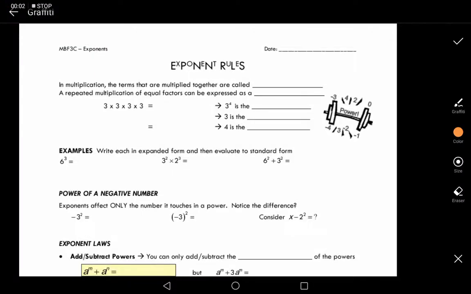This is lesson 1 of unit 5 on exponents. So this first lesson we will be talking about specifically the exponent rules. So in multiplication, the terms that are multiplied together are called factors. A repeated multiplication of equal factors can be expressed as a power.